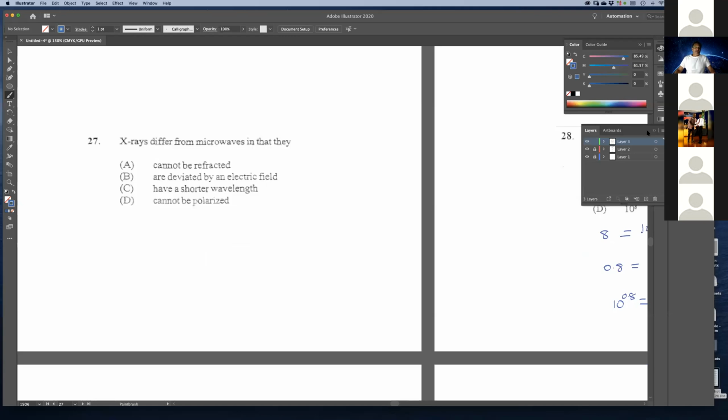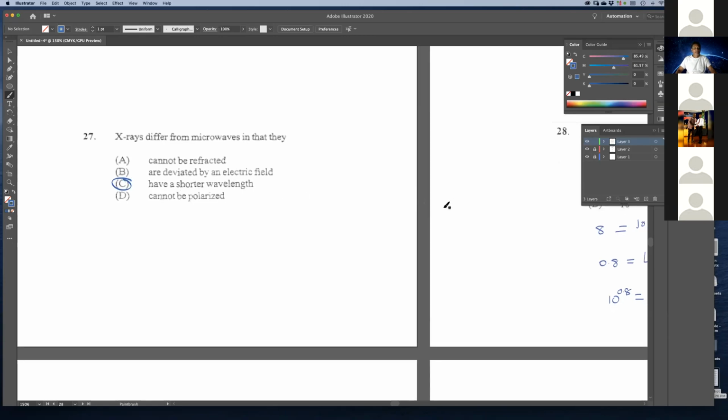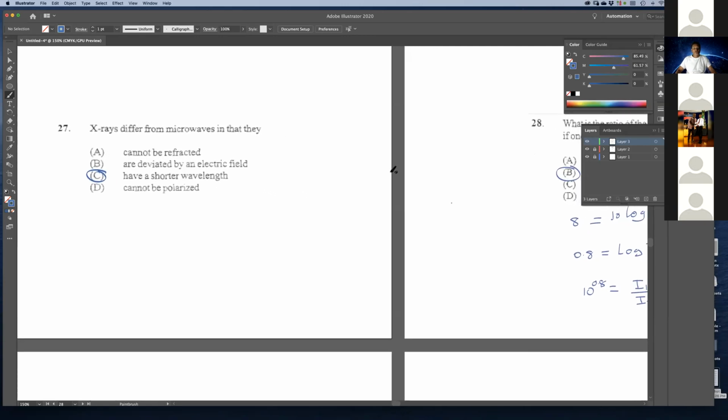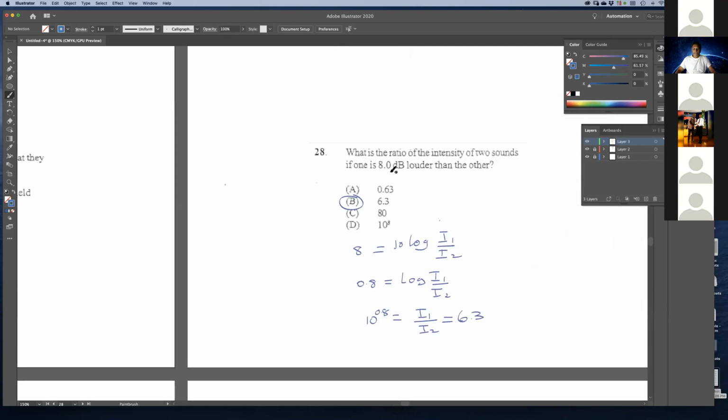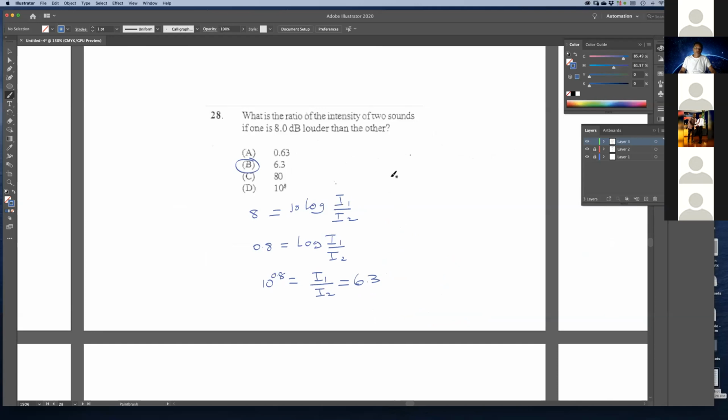27. X-rays differ from microwaves in that they have a shorter wavelength. That's all. That's basic. All right? Everything else is true. Number 28, I already wrote up a solution.